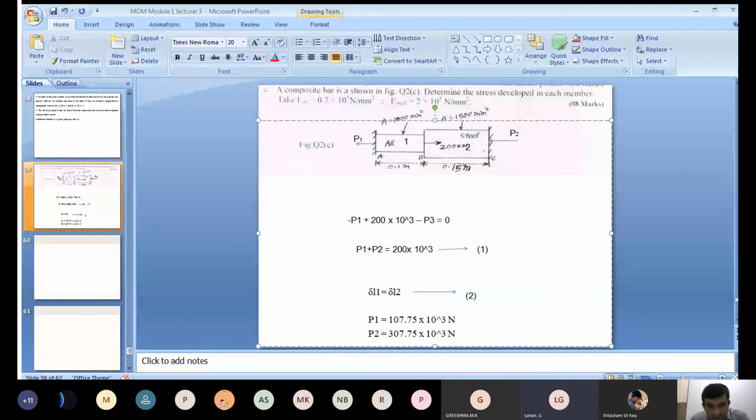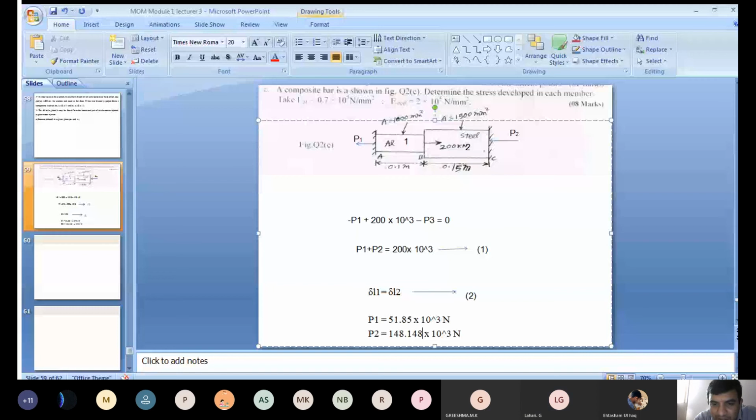51.85 into 10 power 3. Okay. P1 is 51.85 into 10 power 3. Yes, what P2 value did you get? 148.148 into 10 power 3, 10 raised to the power of 3.